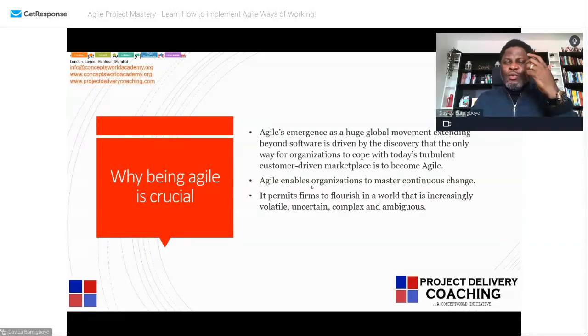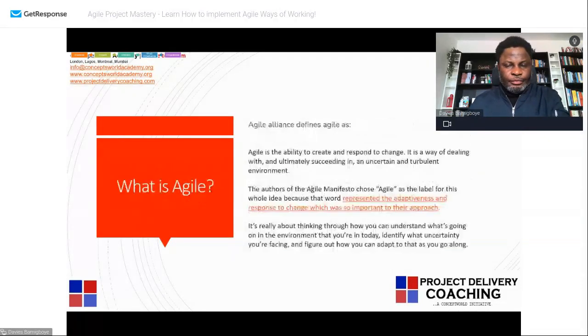So why is agile important? Agile enables organizations to master continuous change. Now, if you go back to the definition that I started with earlier, let's go back here.